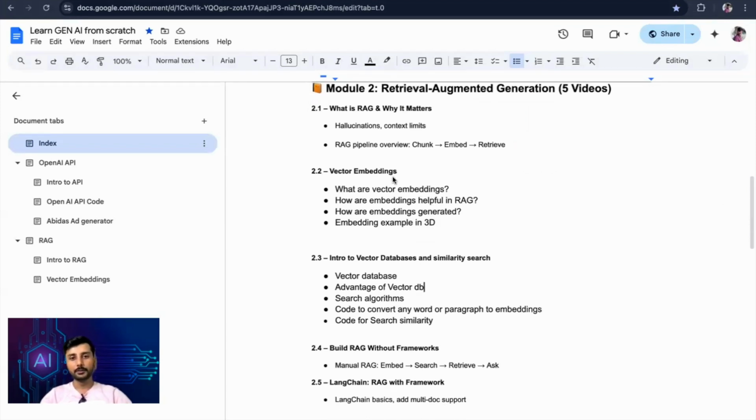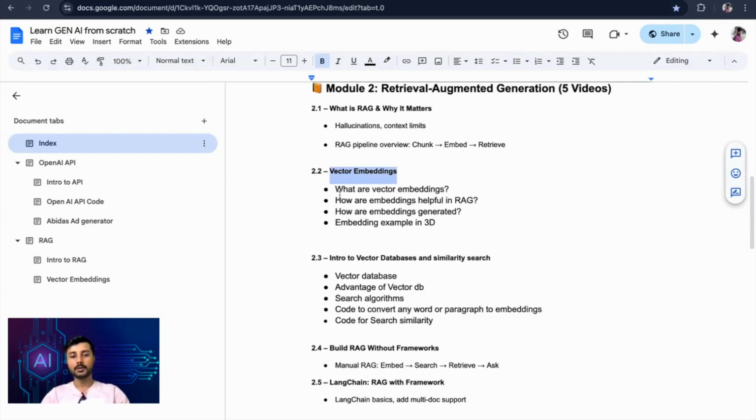In the previous video, we saw what RAG is and why RAG matters. We saw what types of problems are solved using RAG. And today we are going to start vector embeddings, which is yet another most important topic in retrieval augmented generation. We'll talk about why.